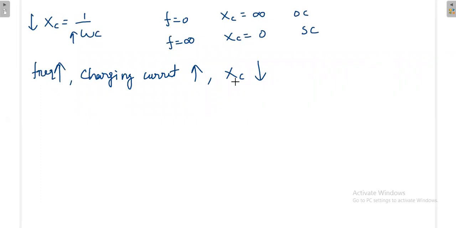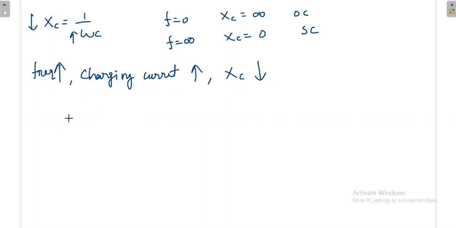So what is happening in a hidden manner? When you increase the frequency, the capacitor has to be charged within very little time, but that is possible only with a very high current, so the current will increase automatically. Once current is increasing, the impedance offered by the capacitor is very less, so Xc is decreasing. Anyway, you already know this formula, but you should know what is happening inside the capacitor during this process.